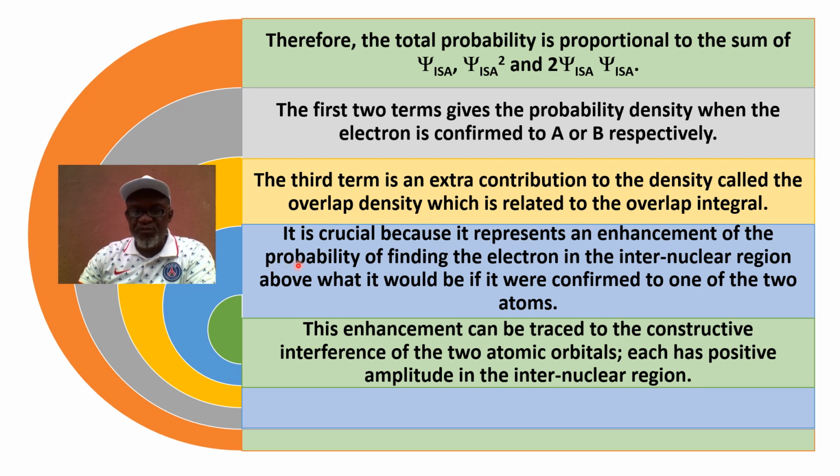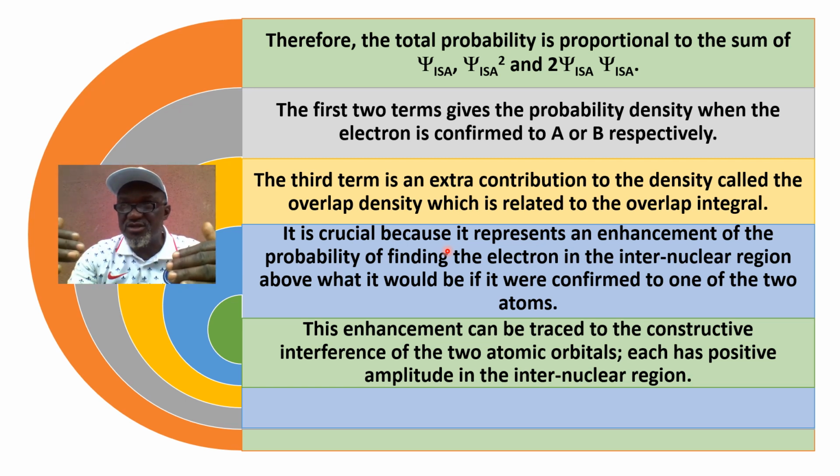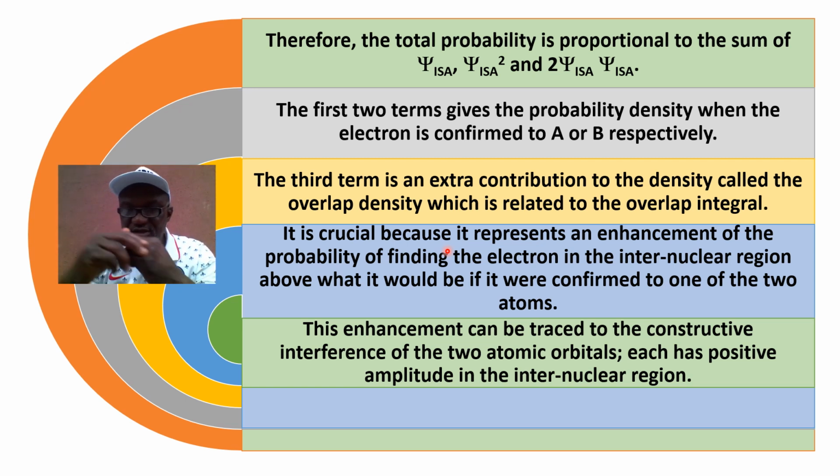We'll still see that. It is crucial because it represents the enhancement of the probability of finding the electron in the internuclear region, while just explaining where this electron can be found, since we are talking about molecular orbitals. And this enhancement can be traced to the constructive interference of the two atomic orbitals, because along the internuclear axis, once you have constructive interference, it means you're going to have a plus, that is a build-up of the amplitude. But when you have destructive interference, it means you're going to have plus minus, that is a destruction or a flattening or neutralization of the amplitude. Remember your wave equations.